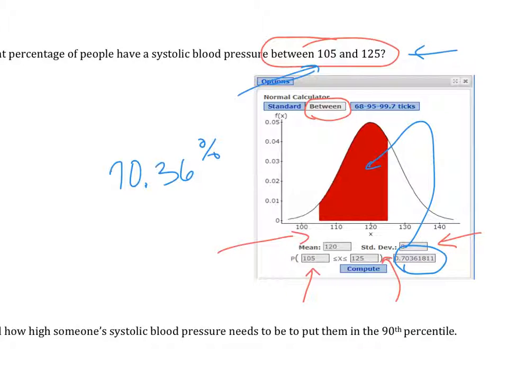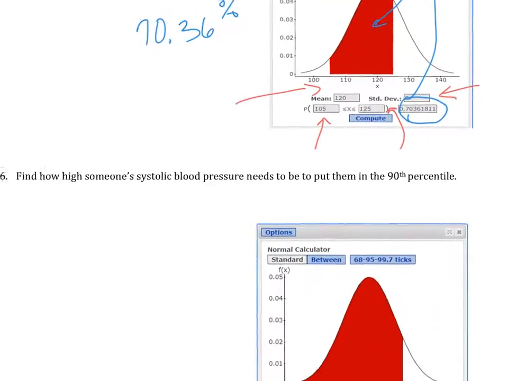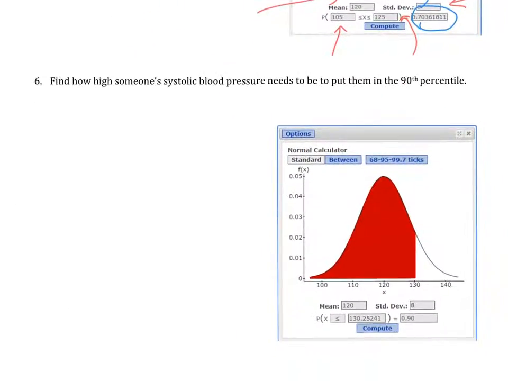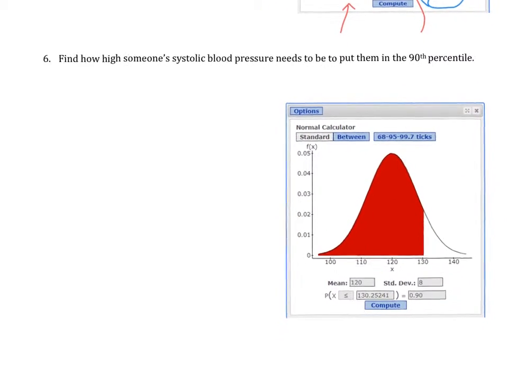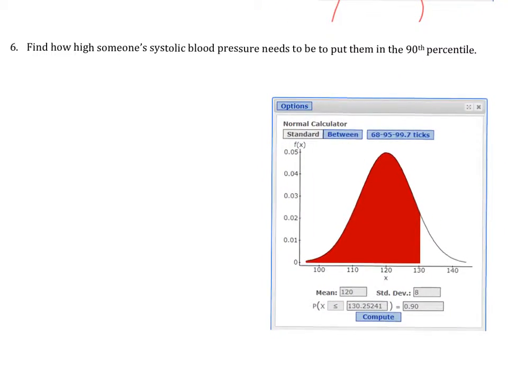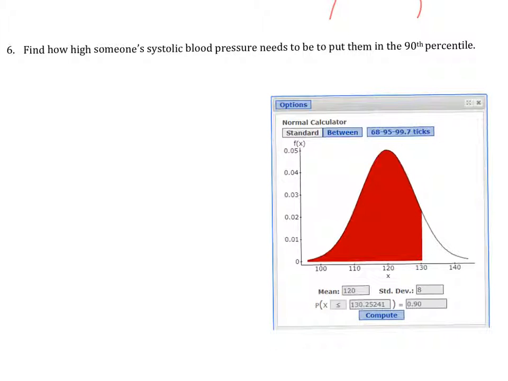Okay, finally, one more problem here, a related problem. And that is the question of finding how high someone's systolic blood pressure needs to be to put them in the 90th percentile. In terms of a picture, what we're talking about is the following.